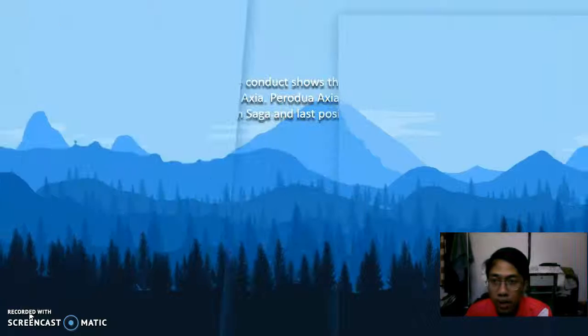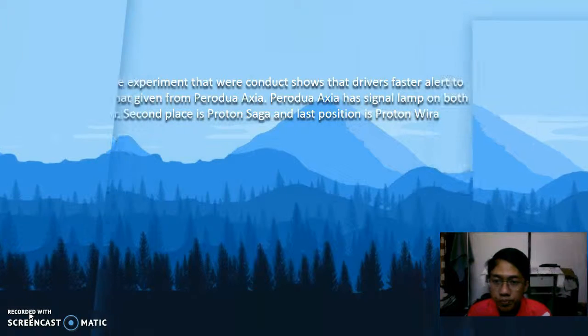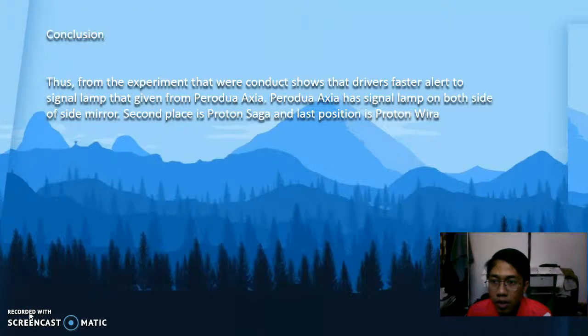5.67. In conclusion, the experiment that was conducted shows that drivers are faster to alert to the signal lamp given from the Perodua Axia, due to the signal lamp that the Perodua Axia has on both sides of the side mirror, while Proton Saga took second place and Proton Wira in last position.